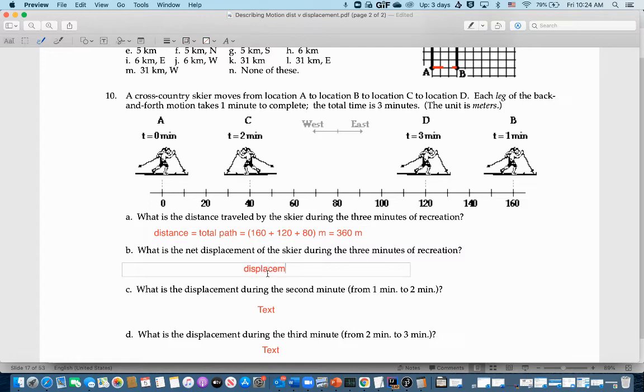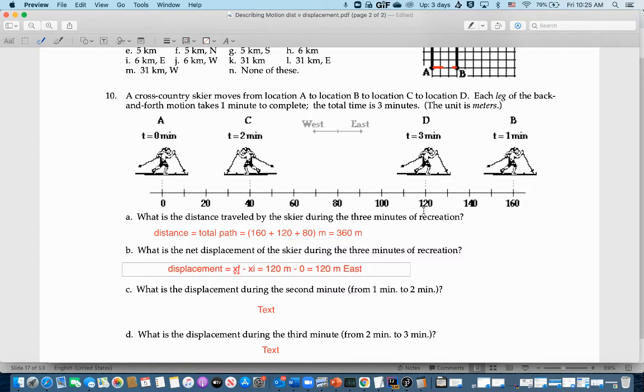So with displacement, we know it is equal to x final minus x initial. So my x final, I don't care about everything that happens. I just care about where the skier ends. The skier ends at 120 meters. So I'm going to go ahead and put in right there 120 meters minus my initial position, which is 0. So my final is 120 meters, and then I need a direction. So this direction to here would be east.